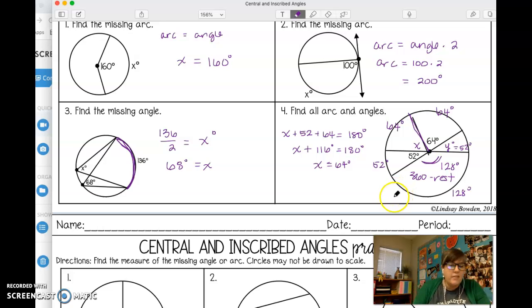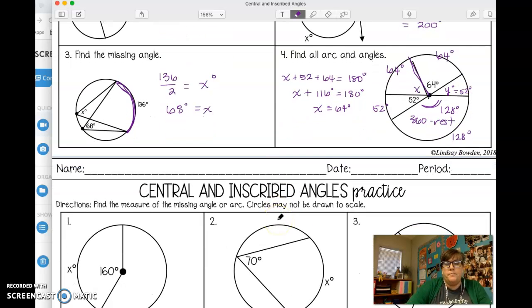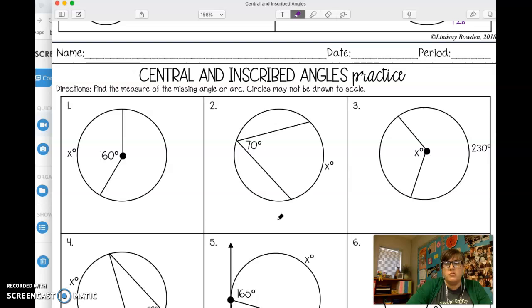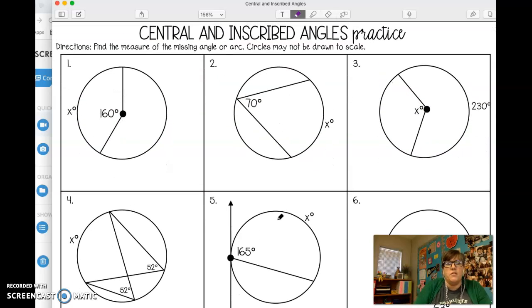So what I kind of like about circles and some of the geometry stuff, it's a little bit like a puzzle. It's, you know, what do I know? What can I use to help me solve for what's missing? And you know a lot more than you think that you know. There's a lot that you learned in middle school that you just probably haven't used in a long time. So let's work a couple of example problems.